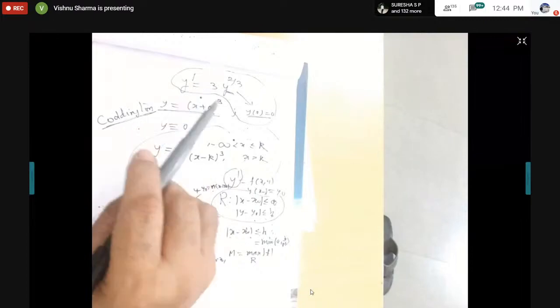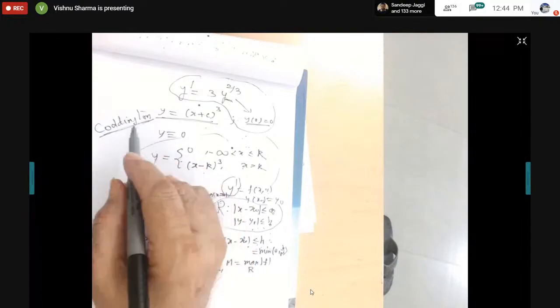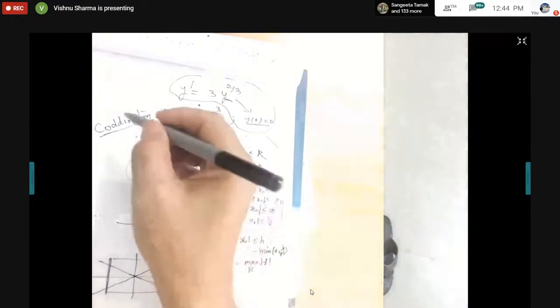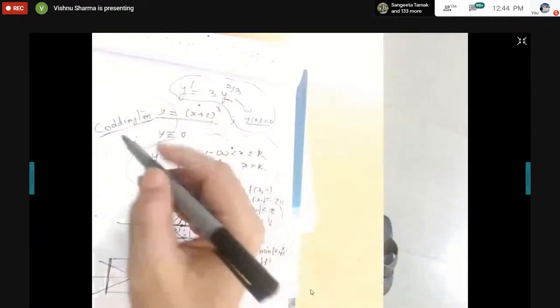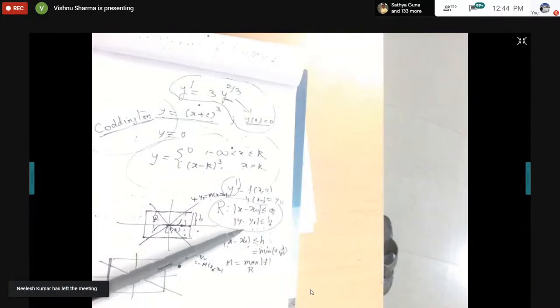Sir, excuse me, what is the name of this book, please? Coddington, An Introduction to Ordinary Differential Equations. Perhaps I don't remember the author, but it's a very famous book. You see, Coddington, E.A. Coddington, I think it is.